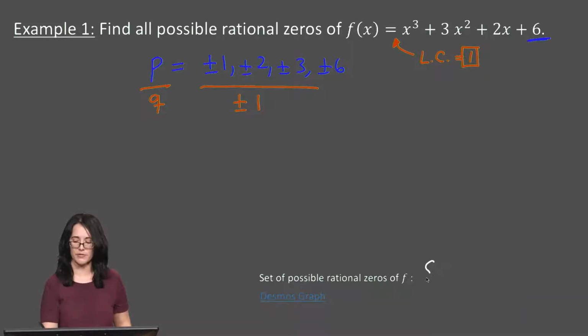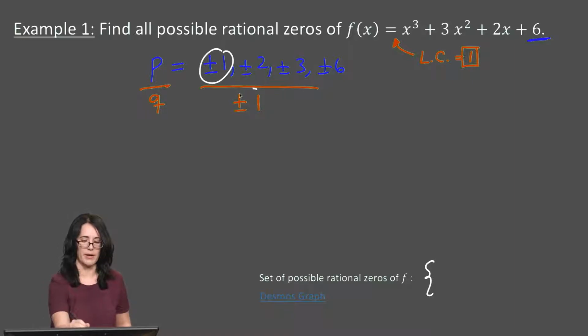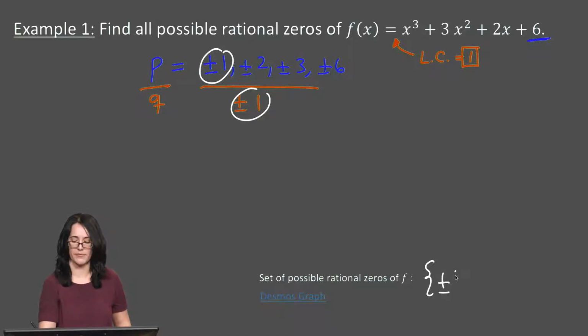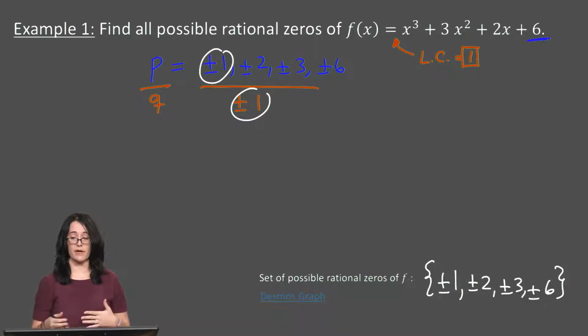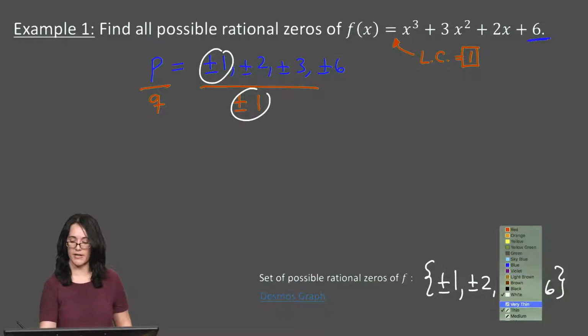So our possible rational zeros, dividing 1 by 1, we get positive or negative 1. And then 2 and 3 and 6, etc. So we get positive or negative 2, positive or negative 3, positive or negative 6. Now, it could be the case that one of these is actually a real x-intercept for our function's graph, and we could verify that.